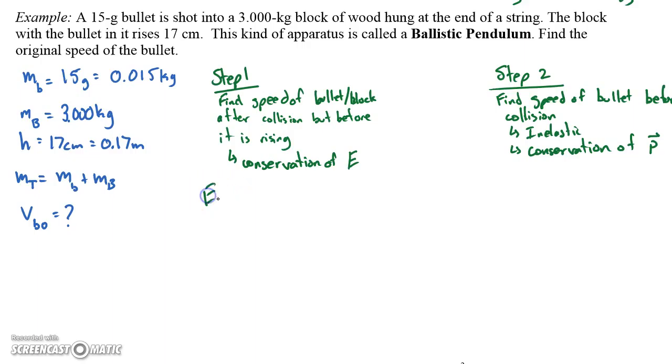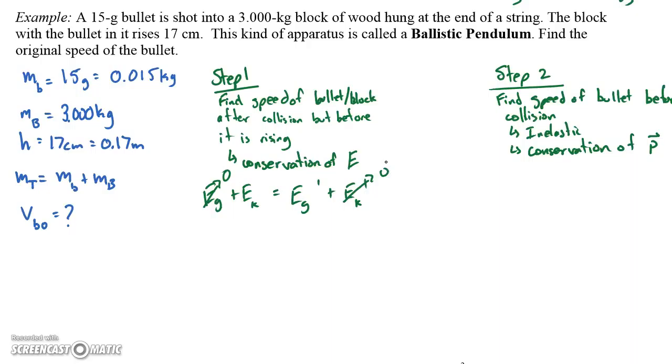So we have Eg plus Ek is equal to Eg prime plus Ek prime. Now all we're told is that it gets 17 centimeters higher. So the best thing to do is to say that our reference point is when it's at its lowest point. So that would make our initial potential 0. And if it goes up to a maximum height of 17 centimeters, that means at that point it momentarily stopped, which means that its kinetic energy at that point is 0.